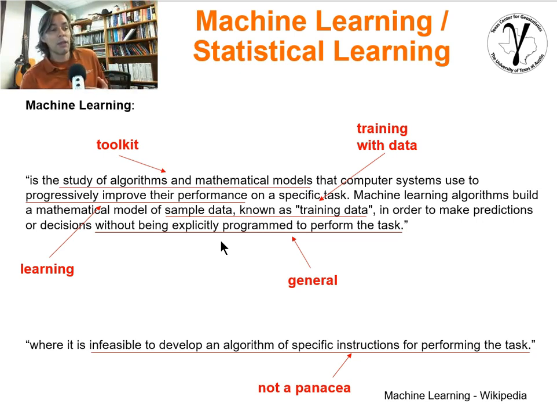I think there's a really good cautionary note that we should take at the very end of that definition from Wikipedia. It says, they are used where it is infeasible to develop an algorithm of specific instructions for performing the task. The concept is that machine learning is best used in those cases for which we are unable to solve the problem using engineering, science, we don't know the theory, and so that's where it's very powerful.